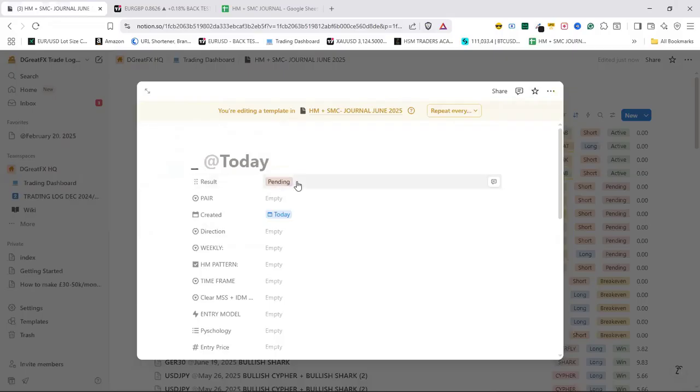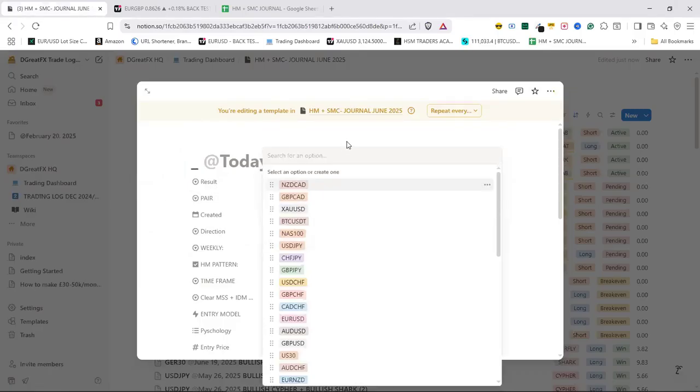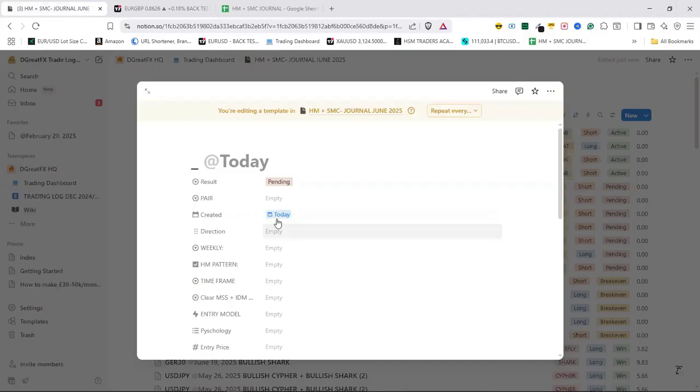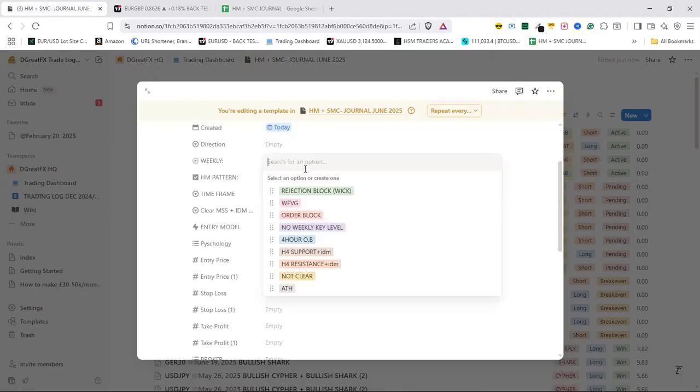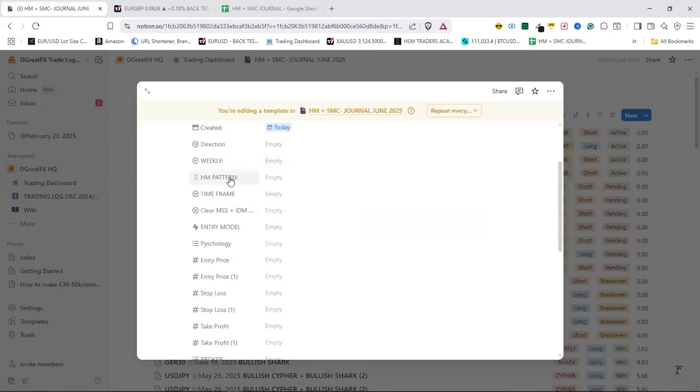You have results. Of course, you guys have this one already: pending, loss, win, break even, fail. You guys have all of those things. Pair, you can add a property pair, add the pairs of trading, created date, all. So this is the template, okay? Weekly, rejection week, order block, support, resistance. So you enter your weekly harmonic pattern, bar, cipher, time frame, 1 hour, 2 hour, daily.